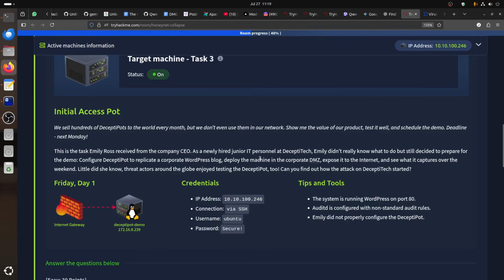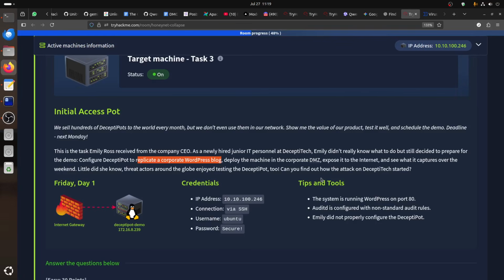As newly hired junior IT personnel at DeceptiTech, Emily didn't really know what to do, but still decided to prepare for the demo: configure DeceptiPot to replicate a corporate WordPress blog, deploy the machine in the corporate DMZ, expose it to the internet and see what it captured over the weekend. Little did she know, a threat actor around the globe enjoyed testing the DeceptiPot tool.